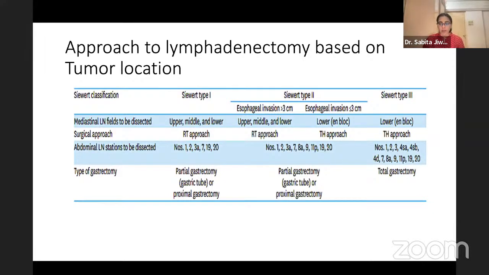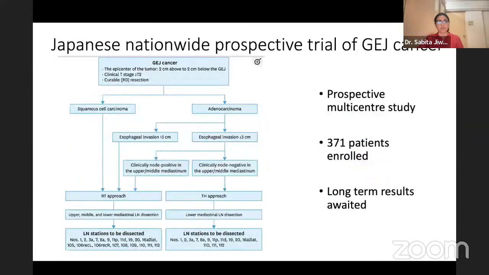And in Seward type 3, where you will most likely end up needing a total gastrectomy, the incidence of lymph nodal metastasis is not very high in the mediastinum. So you could either do a transhiatal approach or a left thoracoabdominal approach if you have disease creeping up into the esophagus. So this is a study which is actually ongoing.